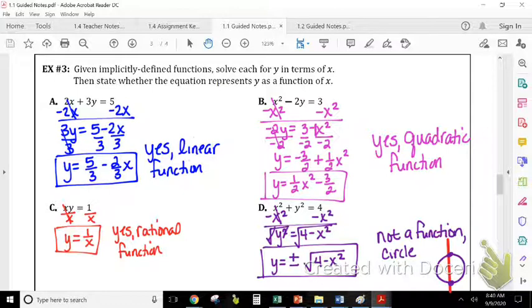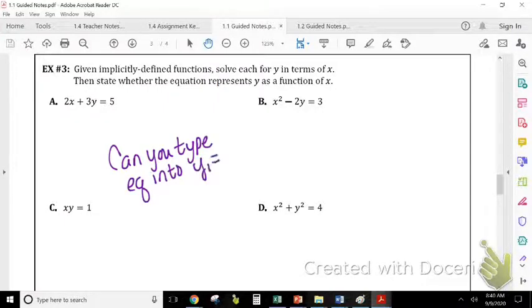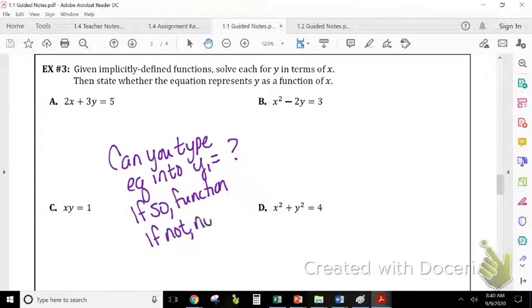The easiest way to tell if an equation is a function by looking at it is, can you get it to y equals and type it into y1 in your calculator? All right, so let me erase this for just a second here. All right, so can you type it into y1? Can you type the equation into y1 equals? If so, function. If not, not a function.